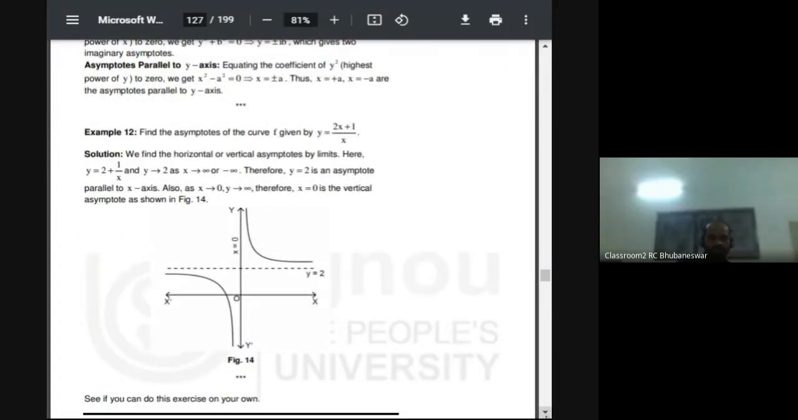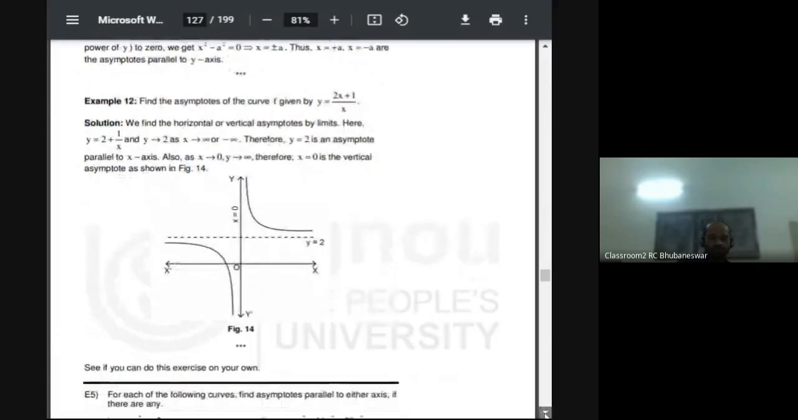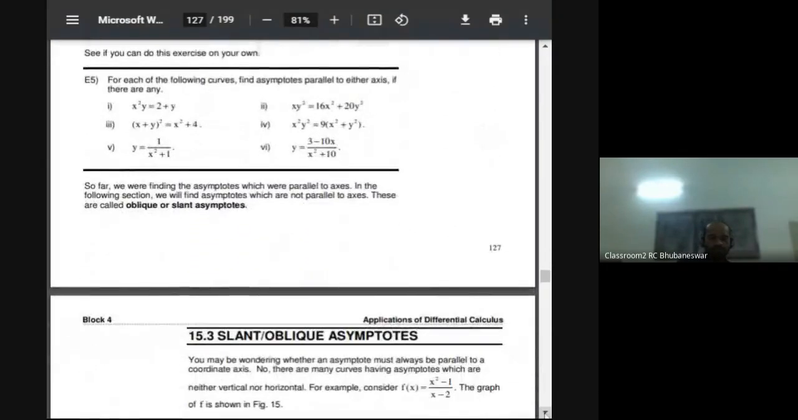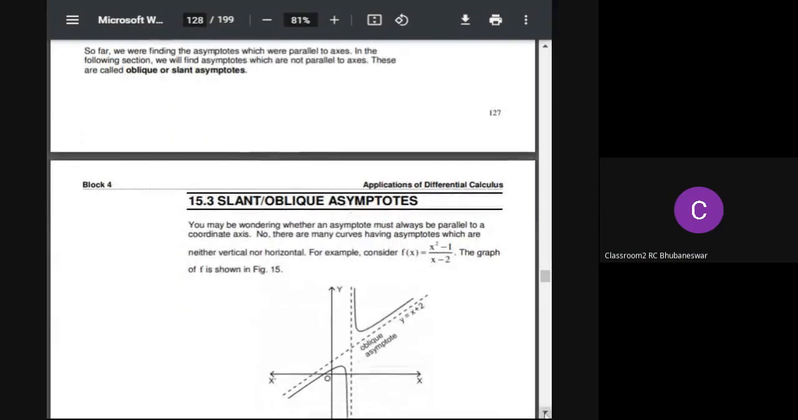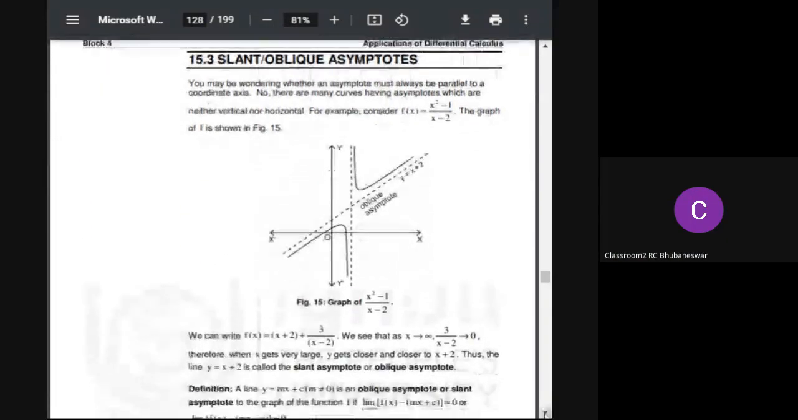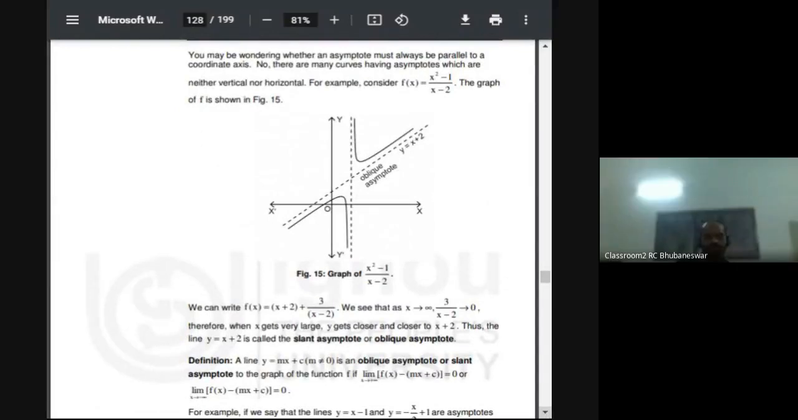Clearly it will represent two different lines, and these lines are the equations of the asymptotes. The next focus of discussion is the oblique asymptotes or slant asymptotes, that is, when the asymptotes are non-parallel to the coordinate axis. What is the procedure to calculate the same?